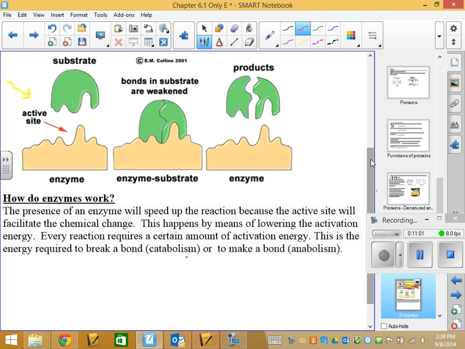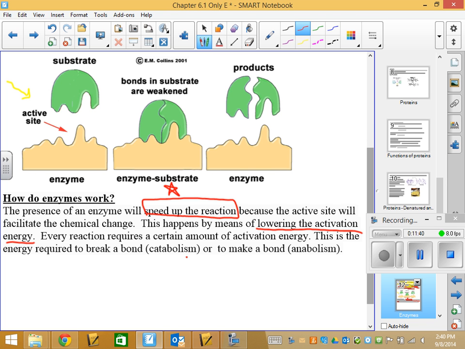When an enzyme is performing its function, what's actually happening? The idea is that the presence of an enzyme will speed up the reaction. So that's a key point. Reactions happen faster when enzymes are around. The reason that this happens is because the active site makes chemical change easier. And what that actually means is that I lower the activation energy.